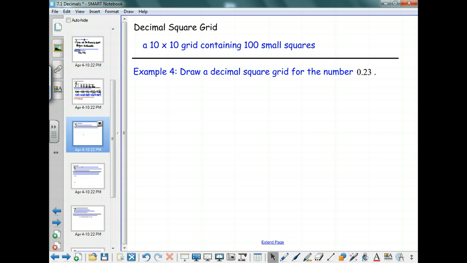All right, a decimal square grid. So this kind of goes back a little bit into some of the pictures that you were asked to do on your test when you were talking about fractions, except that this is doing it for decimals. So a decimal square grid is a grid that's 10 by 10. So it's 10 wide and 10 long.